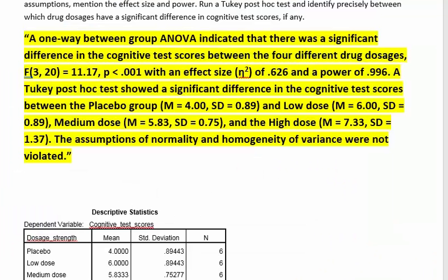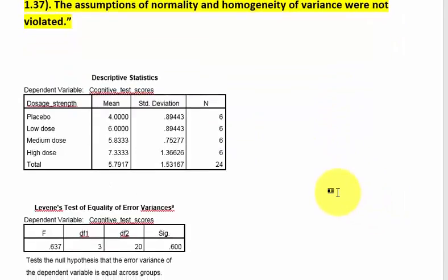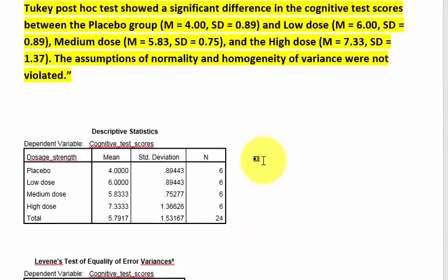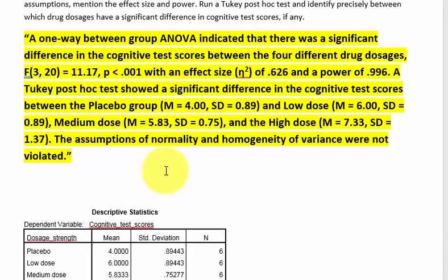A one-way between group ANOVA indicated that there was a significant difference in the cognitive test scores between the 4 different drug levels. F, 3 degrees of freedom between group, 20 degrees of freedom within group, or the error group, equals 11.17. That's huge. Let's just double check that. There it is right there. Which means that 11 times of the variance is coming from between the groups than within the groups, which is proof that the difference in the cognitive scores is coming from the grouping. So in other words, the drug seems to be working better at making these guys have higher cognitive test scores.